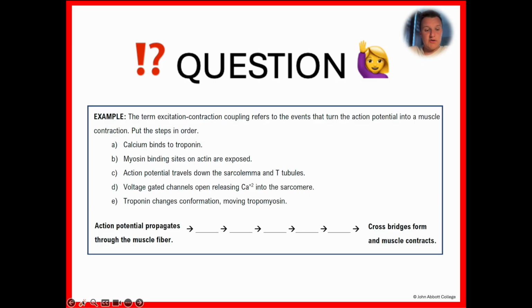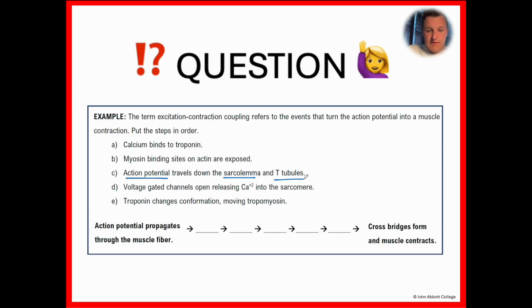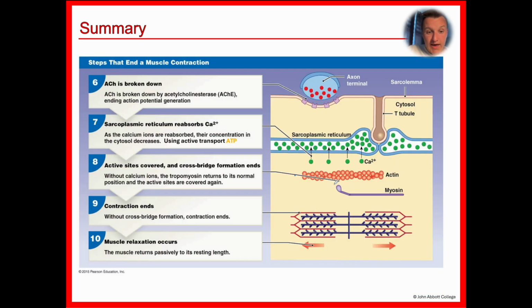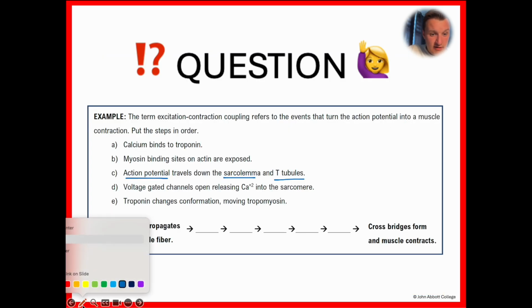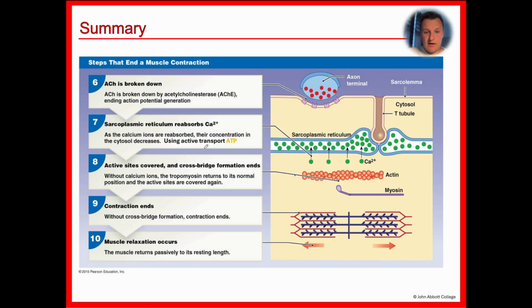Now I'll tell you how I'd go and tackle this specific problem over here. So for C, action potential travels down the sarcolemma and T tubules. This had the key term of the action potential and the sarcolemma and the T tubules. This is happening up over here, right? The T tubules, the sarcolemma, everything else that's mentioned here, right, we have troponin, that has to do with this step over here, right?